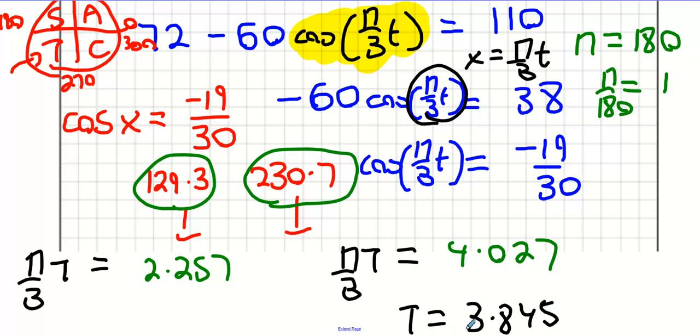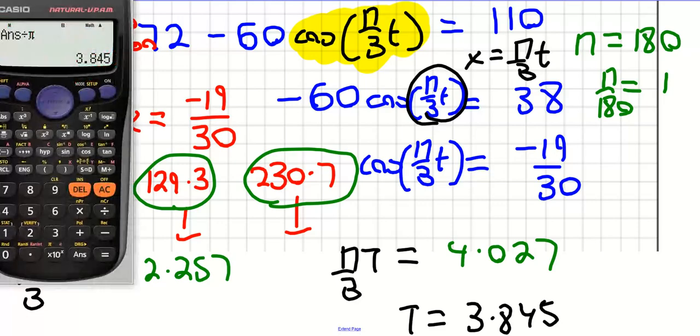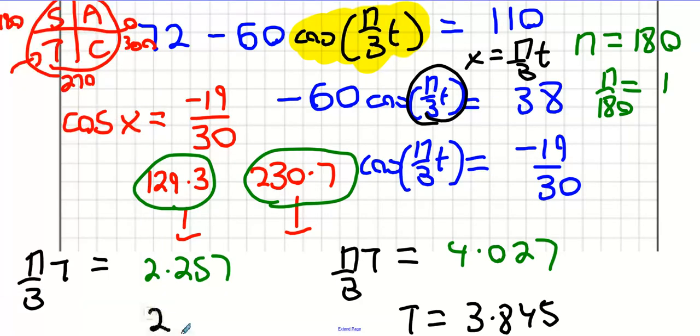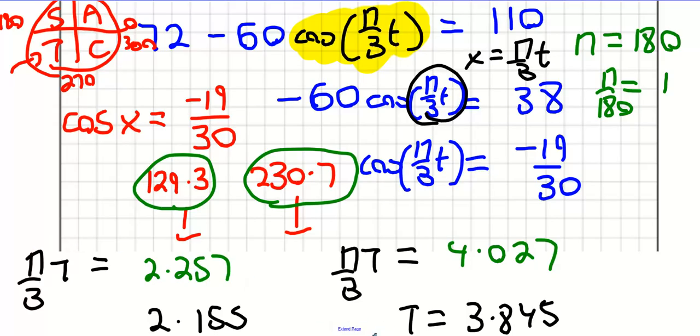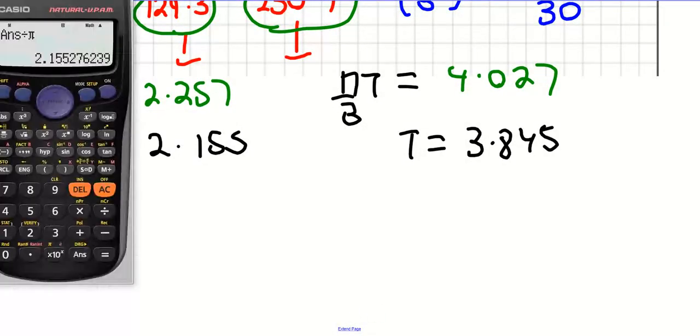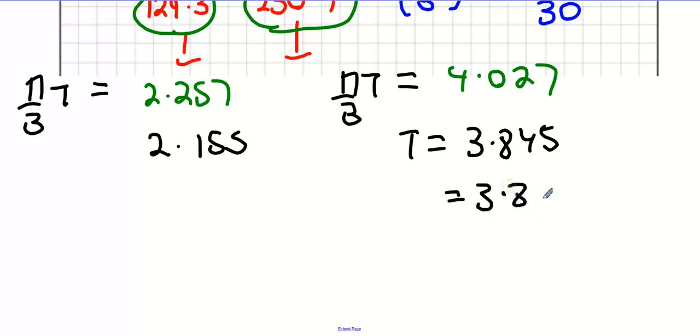That's the second time it occurs, isn't it? And the first time it occurs, which we don't really care about anyway, but for completion's sake, multiply by 3, then divide by pi. 2.155. Just as you were asked to do, give your answer in minutes, to 2 decimal places. Imagine doing all that and losing marks because I didn't round it. That'd be grim. All right, for argument's sake, 3.85 is our answer. Happy days.